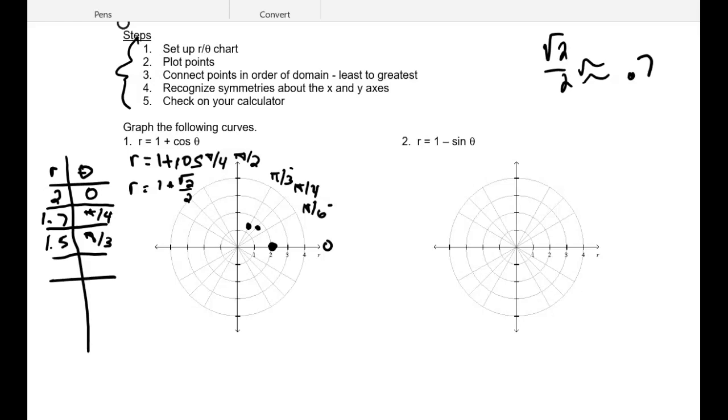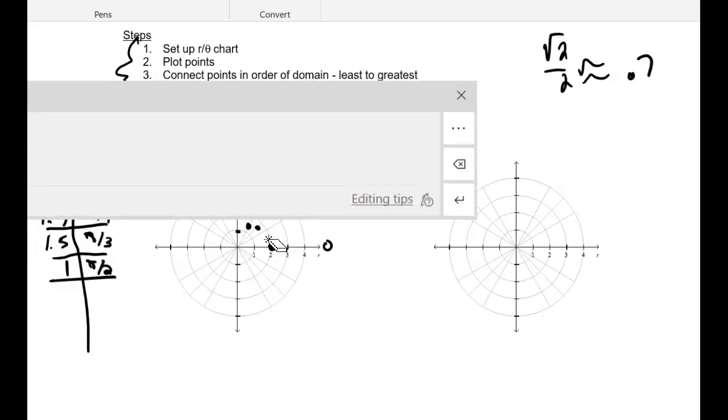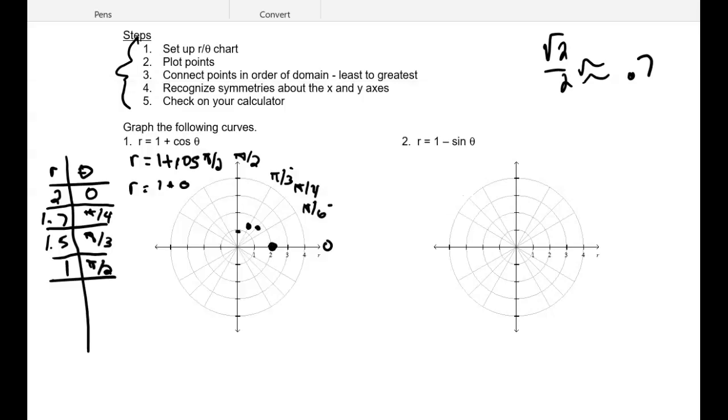If we went ahead and did finally pi over 2, cosine of pi over 2. The x-coordinate at pi over 2 is going to be 0, so our radius ends up being 1. And then we can connect this, and we would have that part of our graph. We basically just continue on. So now this is a good unit circle review.